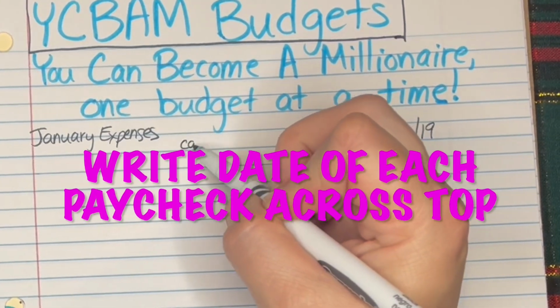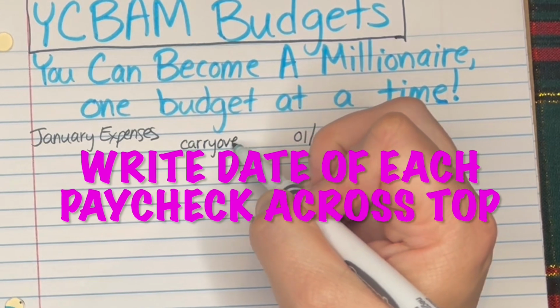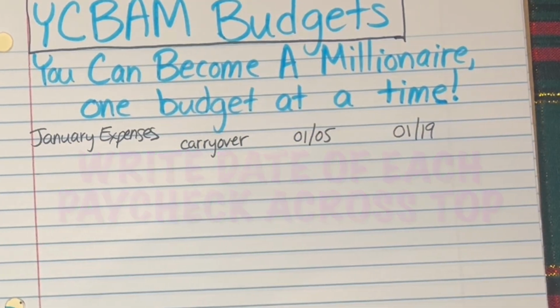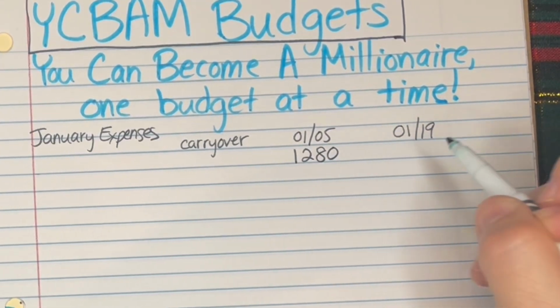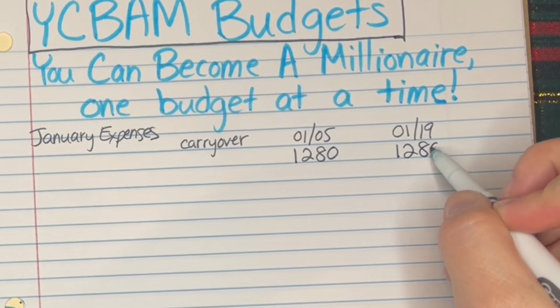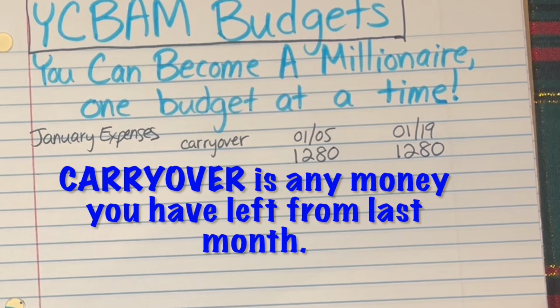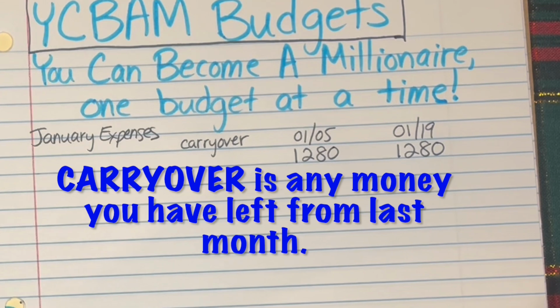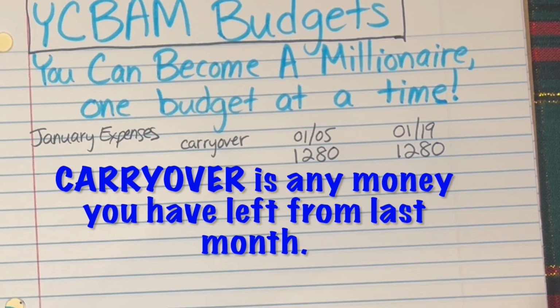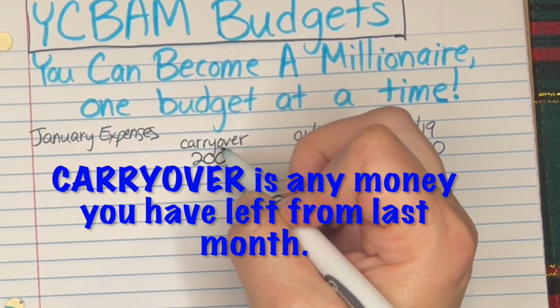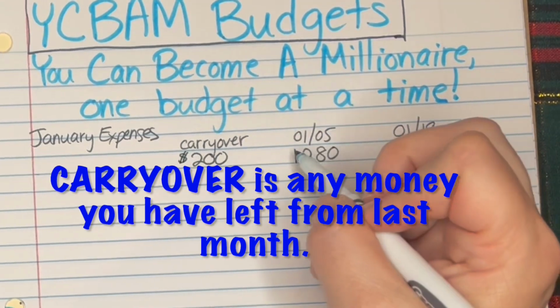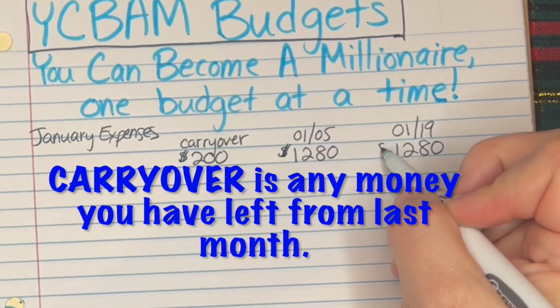And then this will be if there's any carryover into January. Their paycheck amounts are going to be $1,280. And after looking over their bank statements and their budget and what they have left to pay for December, they're going to have $200 to bring over to pay for January expenses.